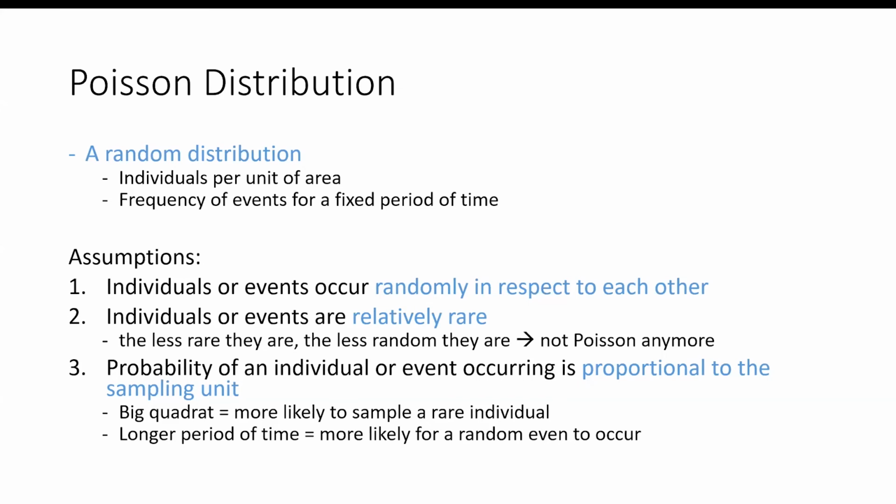The assumptions of the Poisson distribution are that individuals or events occur randomly in respect to each other. That individuals or events are relatively rare. The less rare they are, the less random they are. It's not Poisson anymore. And that the probability of an individual or event occurring is proportional to the sampling unit, which makes sense. If you have a big quadrat, you're more likely to sample rare individuals. If you wait for a longer period of time, you're more likely to have a random event occur.